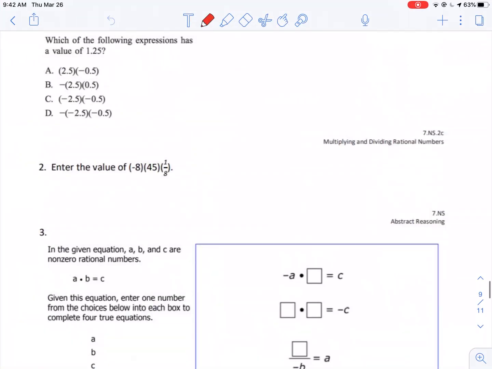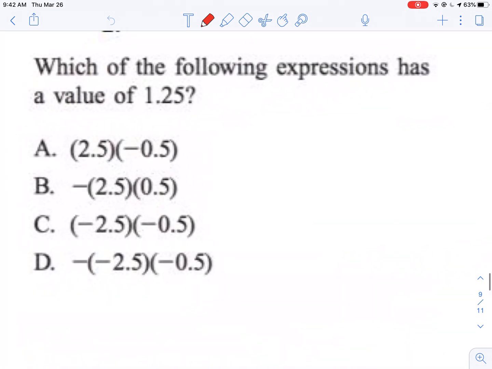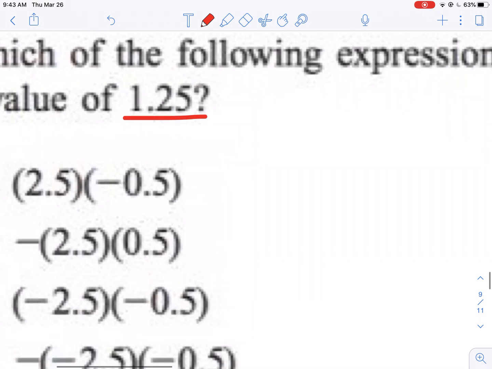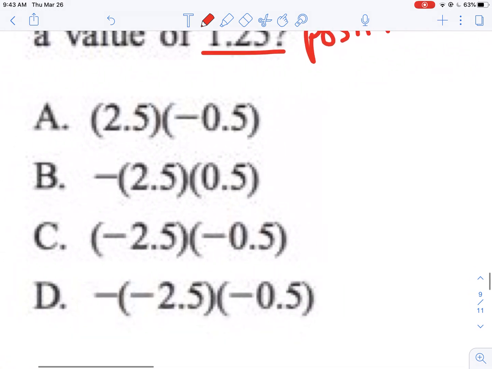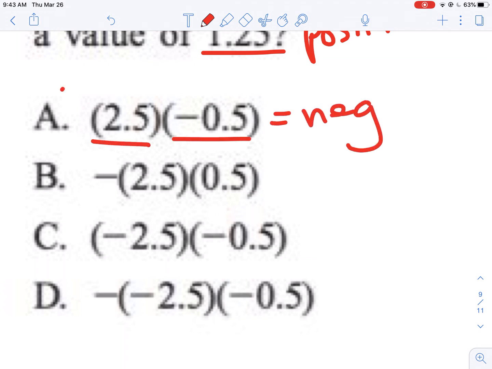Okay, let's start over here. Which of the following expressions has a value of 1.25? Well, first, looking at these different options, I want to make sure which ones will actually have a positive product, because this 1.25 is positive. And I know for it to be positive, there are different rules. So here we have a positive number times a negative number. That would equal a negative number. So automatically we can cross that out because we're looking for a positive.